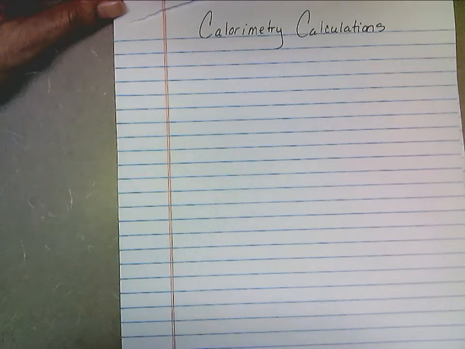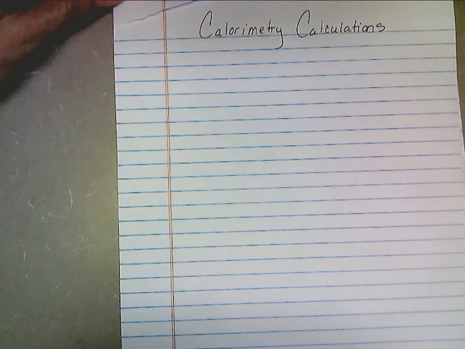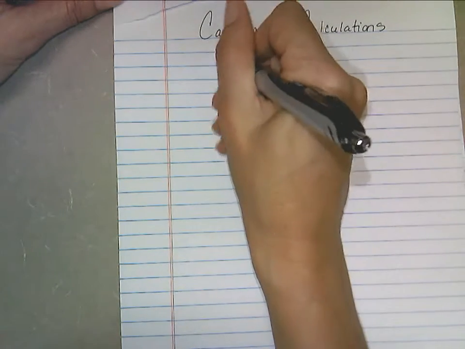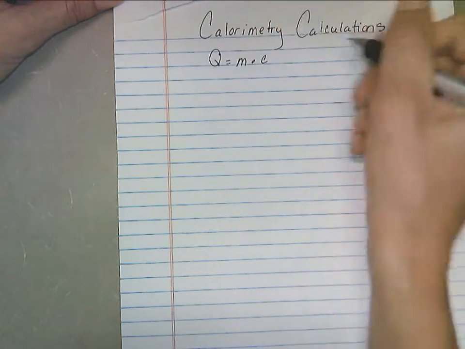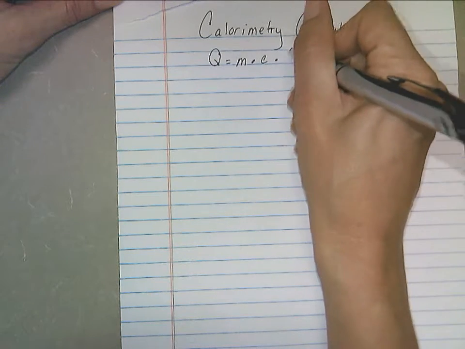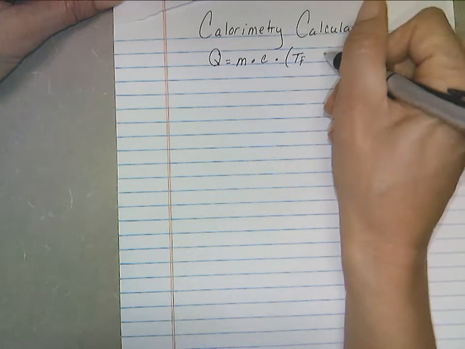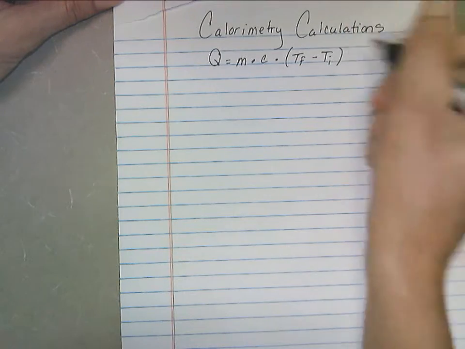Good morning. I'm going to show you guys how to do calorimetry calculations so that you can refer back to this before the big test on Friday. Calorimetry's equation is Q for heat equals mass times the specific heat times the final temperature minus the initial temperature.